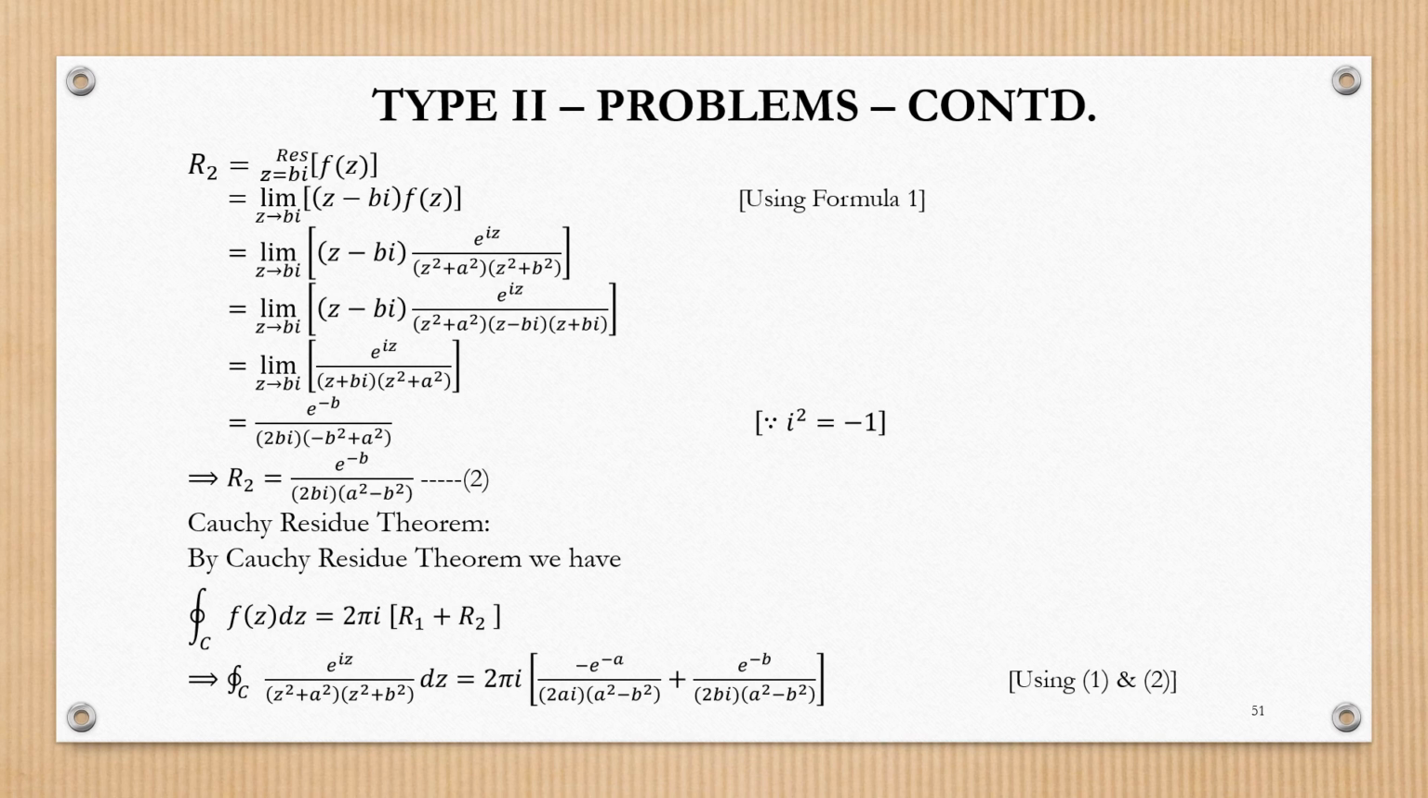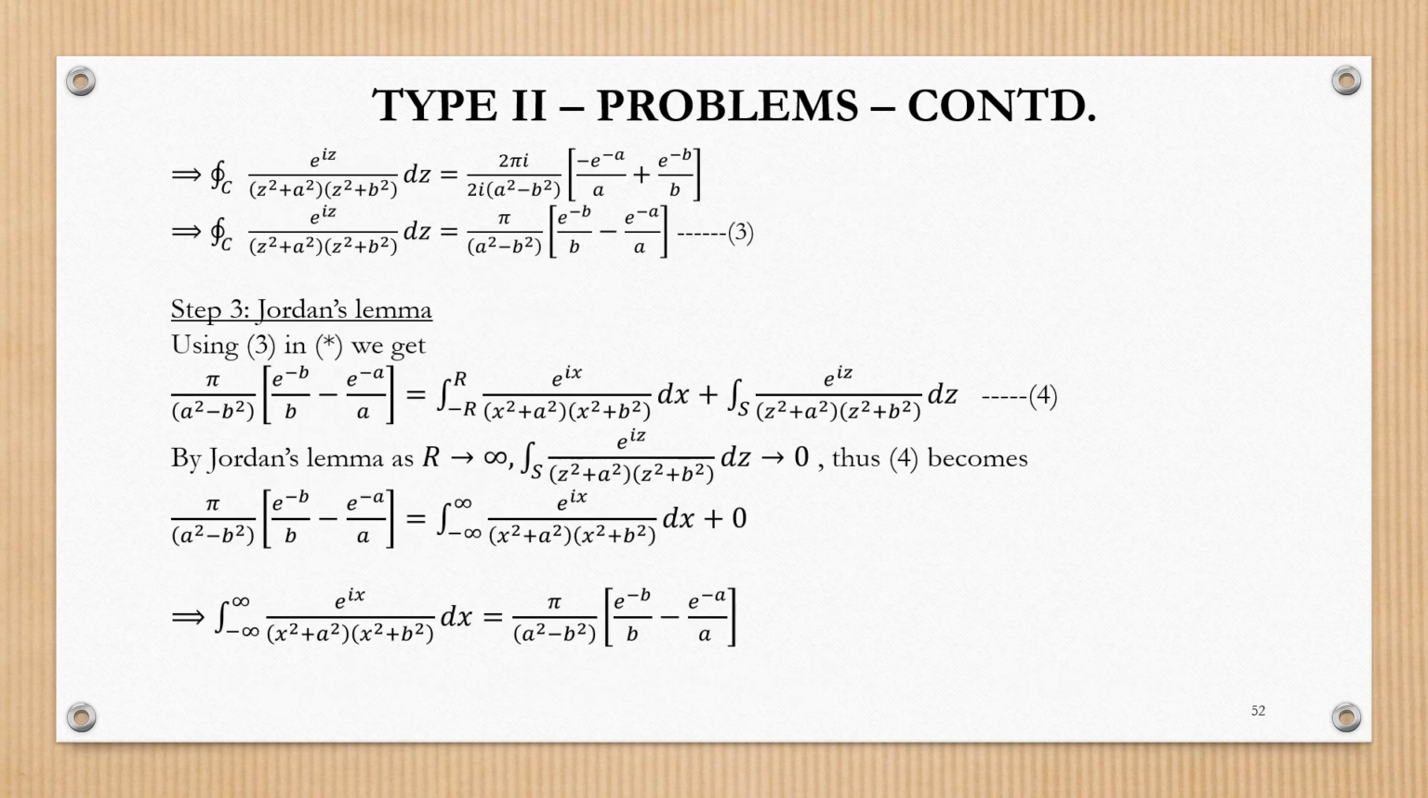Substitute R1 and R2, that is equation 1 and equation 2, in the Cauchy residue theorem statement. Observe that in the last step of slide 31, 2i (a square minus b square) can be taken outside on the denominator. So what will remain inside will be minus e power minus a divided by a plus e power minus b divided by b, and that is what you will find in the next slide. Now 2 and i will get cancelled, and that's how you get equation number 3. We take equation 3 and substitute on the left hand side of equation star to get our equation 4.